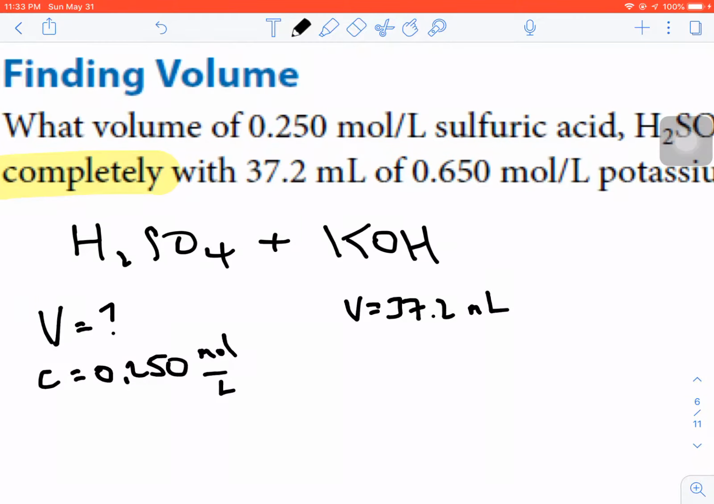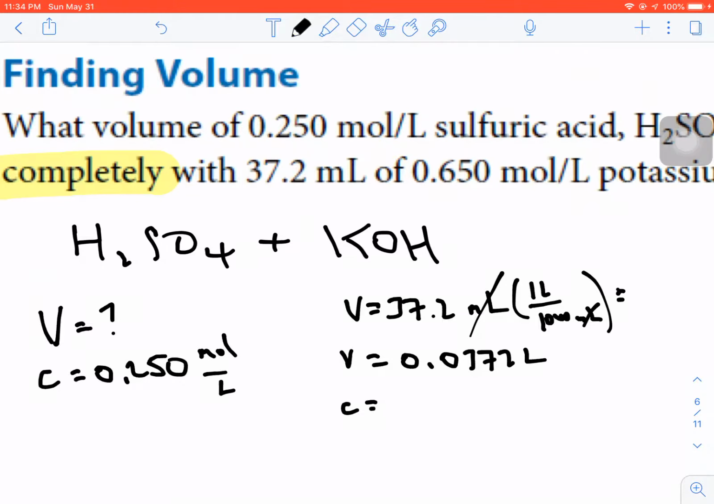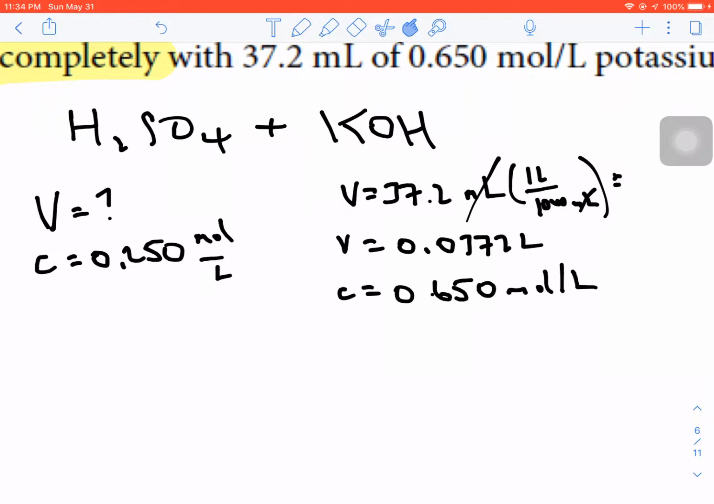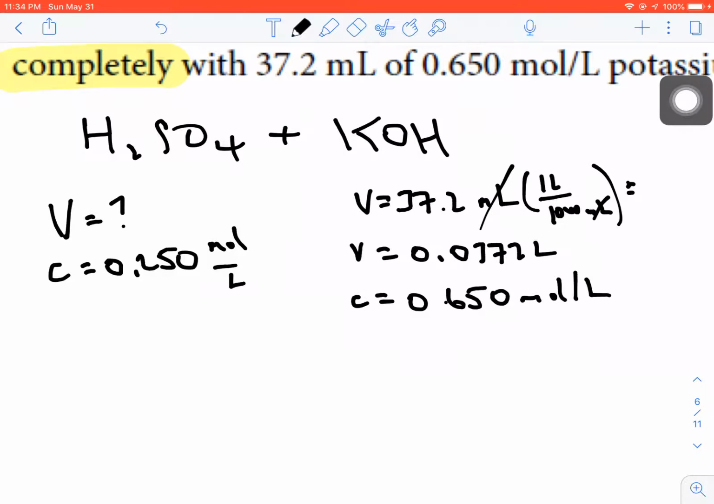37.2 milliliters. Again, I know that 1 liter is 1,000 milliliters. The milliliters will cancel, and I'll end up with 0.0372 liters. And we're told the concentration of the KOH is 0.650 moles per liter. So I can see that I know the concentration and the volume for the KOH, so I can figure out how many moles of the KOH. N equals CV. Concentration times volume.